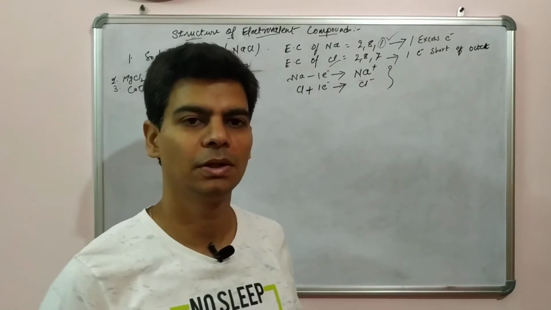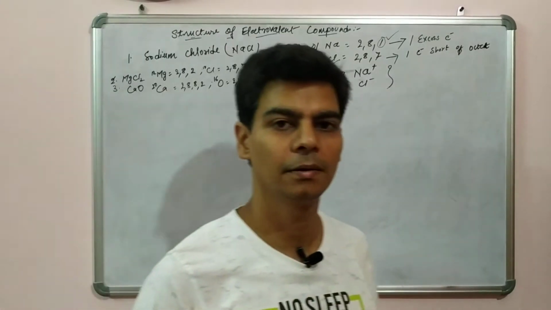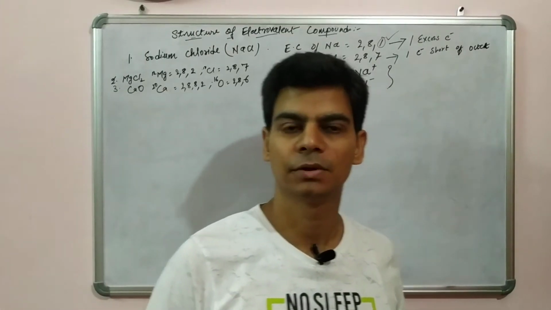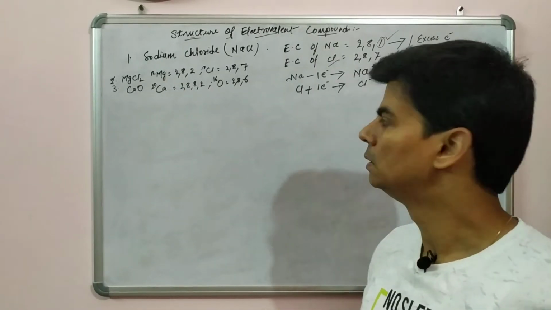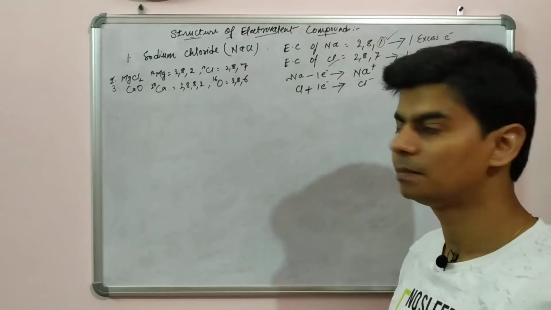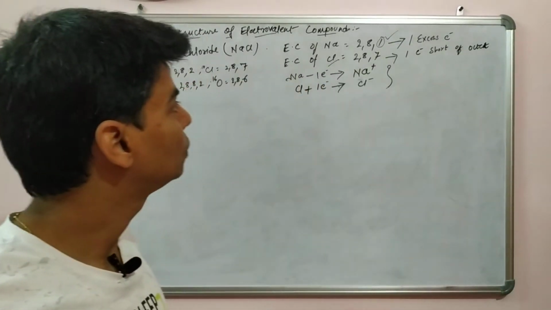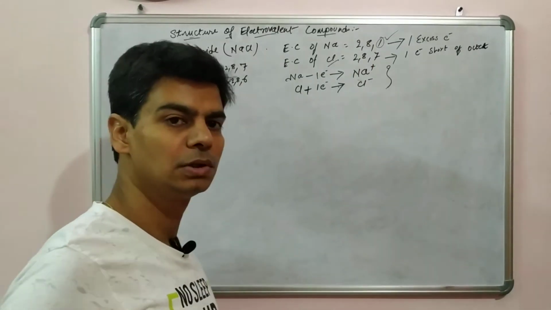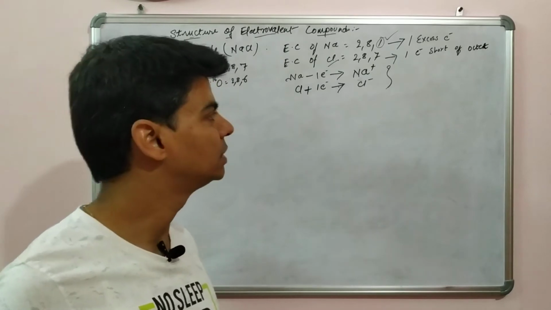Now in this video lecture we will understand some of the structures of electrovalent compounds. First we will take the example of a compound which we have already done in our previous videos, sodium chloride. As we already know, sodium has electronic configuration 2, 8, 1 and chlorine has electronic configuration 2, 8, 7.